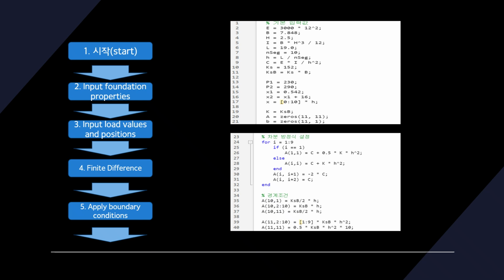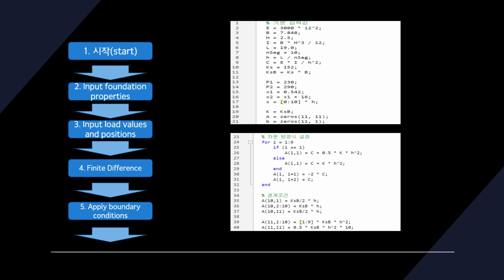To solve for deflection, I used the finite difference method to convert the beam's bending behavior into a linear system of equations, which can be solved using MATLAB. Step 1: we define the beam and material properties: elastic modulus, moment of inertia, length, number of segments, and spring constant. Then we define two point loads and their locations.